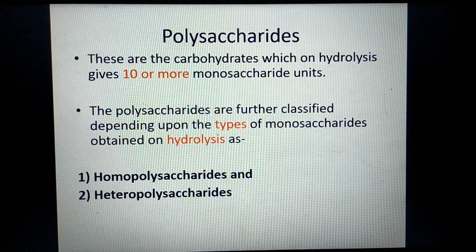Next class of carbohydrates is polysaccharides. Polysaccharides are the carbohydrates which on hydrolysis give 10 or more monosaccharide units. Now these polysaccharides are further classified depending upon the type of monosaccharide obtained on hydrolysis as homopolysaccharides and heteropolysaccharides.